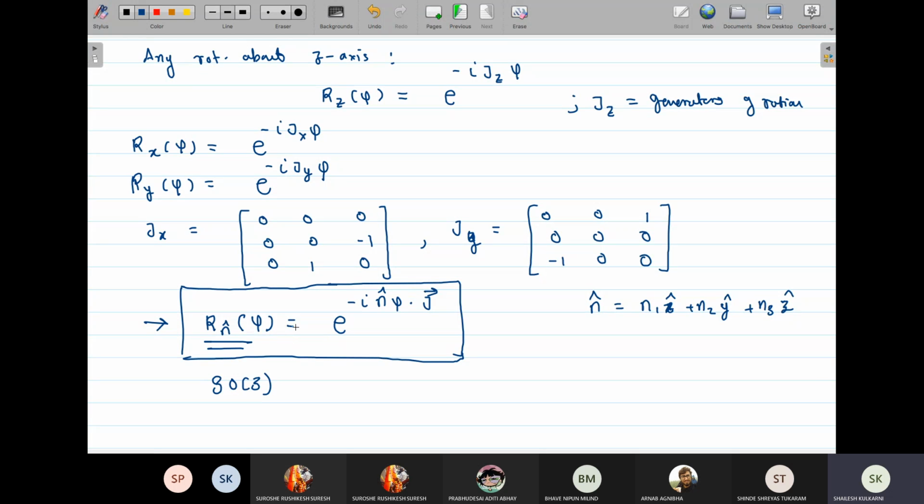Now let us focus our attention on Lorentz transformation. So the same thing we want to do for Lorentz transformation.